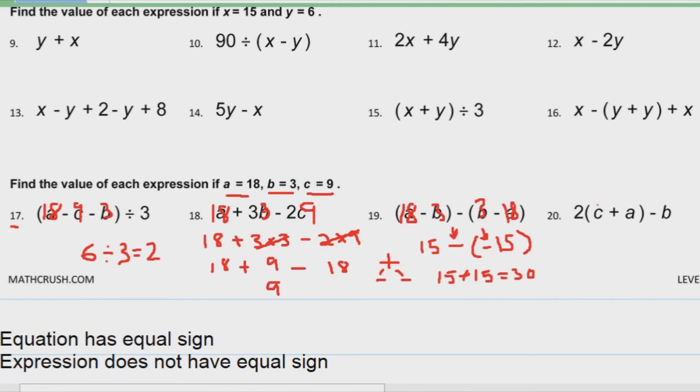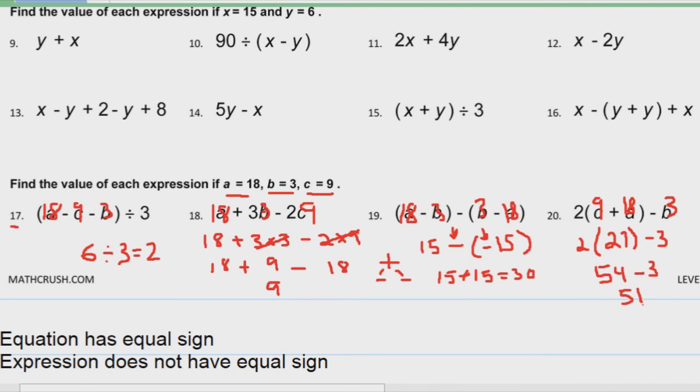Number 20, you've got C equals 9. You've got A equals 18. You've got B equals 3. We have to do parentheses first, so we get 27 here. Let's keep those parentheses so we can see this. You've got 2 right there. And again, a number next to parentheses means multiplication. So we do 2 times 27. 2 times 27 is the same as 27 plus 27, which gives us 54. We minus the 3, and that gives us 51.